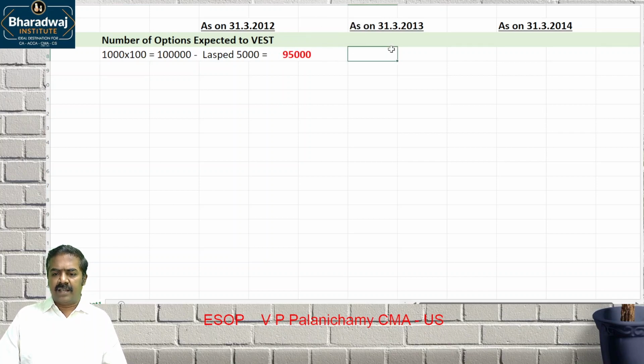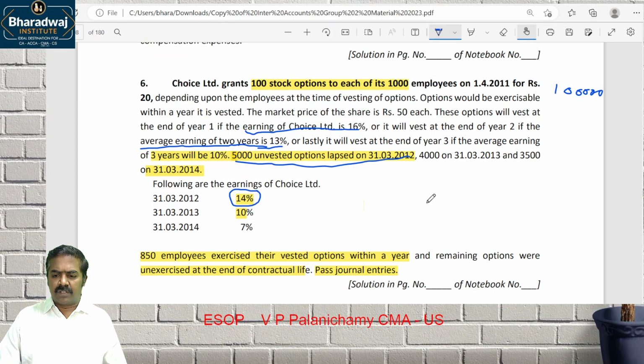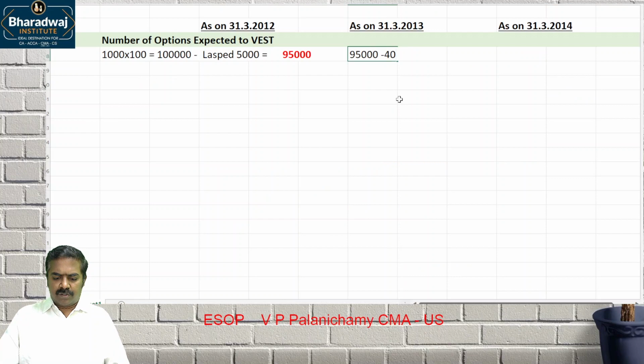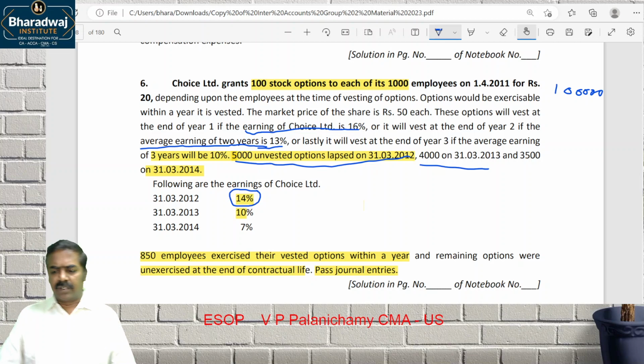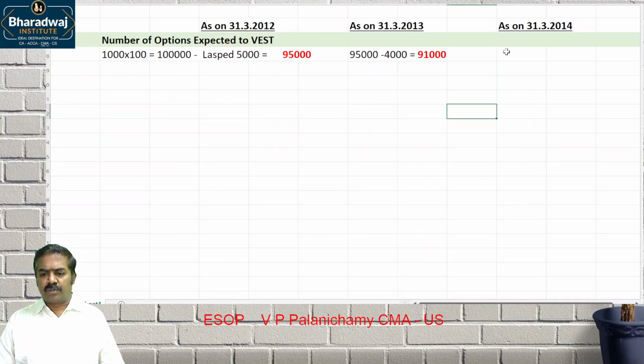Second year, in that 95,000, how many options lapsed? On 31st March 2013, a further 4,000 options lapsed. So the provision should be based on how many options? 91,000. Then for the third year, how many options lapsed? 3,500 options lapsed. 91,000 minus 3,500, how many options will be there? 87,500 options are going to be there finally on 31st March 2014.